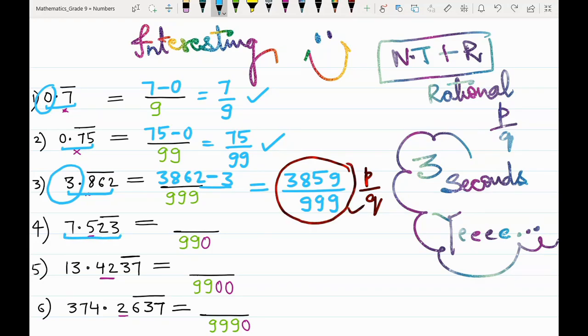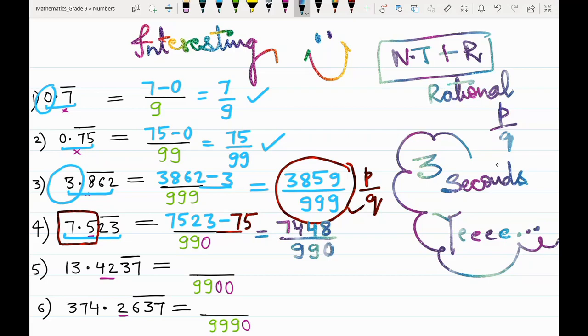So let's see the fourth example. Write your full number, that is 7523, and then subtract that part which is without bar. So without bar, you can see it's 75. So I will subtract 75 from this. You will get 7448 over 990. This becomes your p by q form. You can also write your answer in the lowest form, that is 3724 over 495.